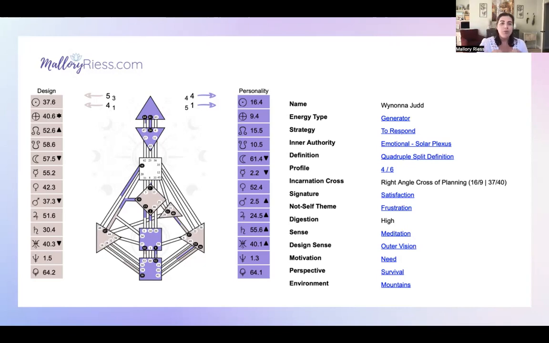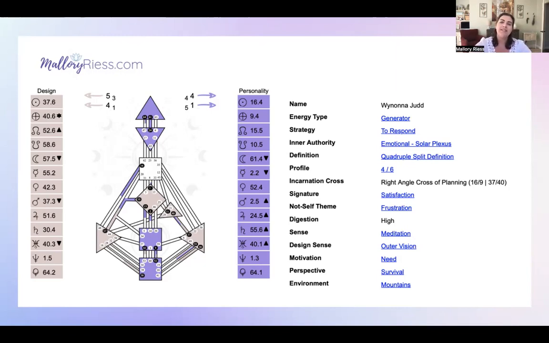Okay, so when you run your chart, you'll get something that looks like this, but it'll be custom to you, obviously. And then on the other side, you have this big column all the way on the right that says energy type, generator, strategy to respond, inner authority, emotional, and it kind of goes down the list. So one thing that you get when you run your chart on my website is that you will get customized videos for your energy type, your strategy, your inner authority, and your signature and not-self themes. Those five things I give you for free because that is the perfect place to start working on yourself, if you will, via Human Design.